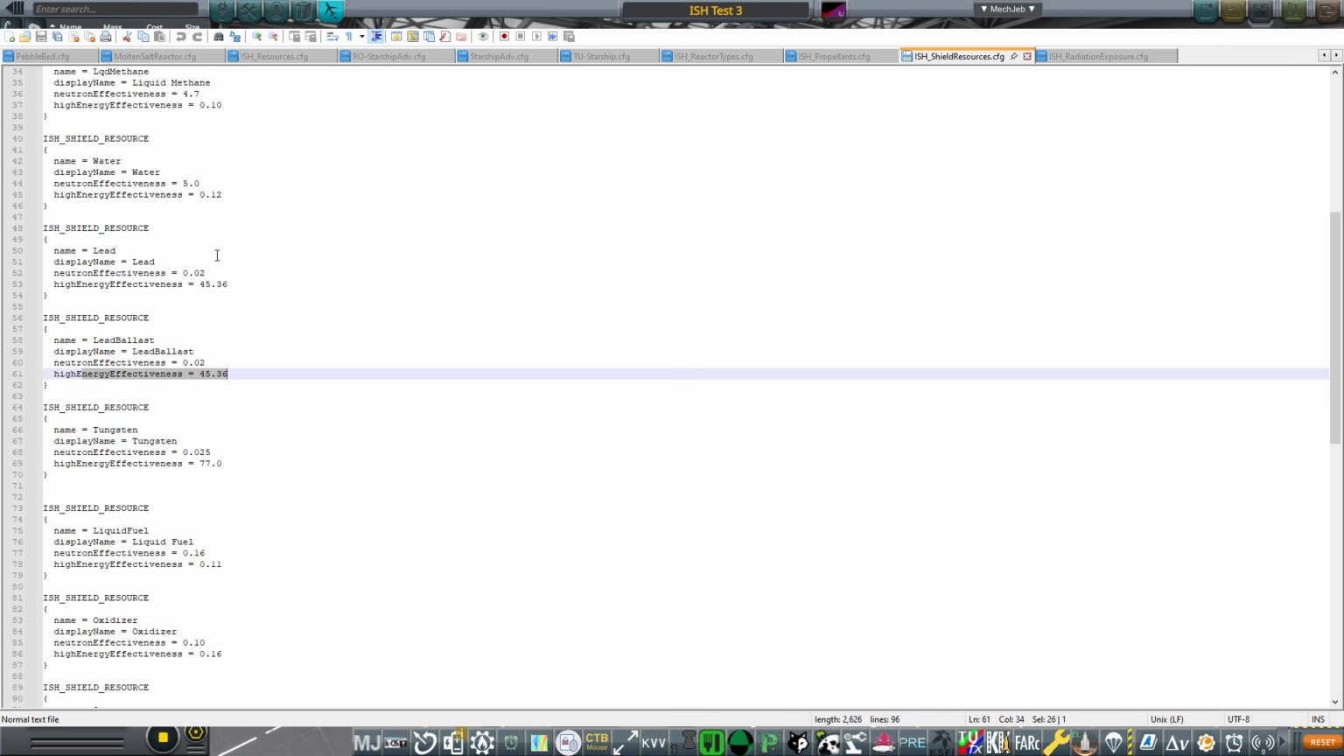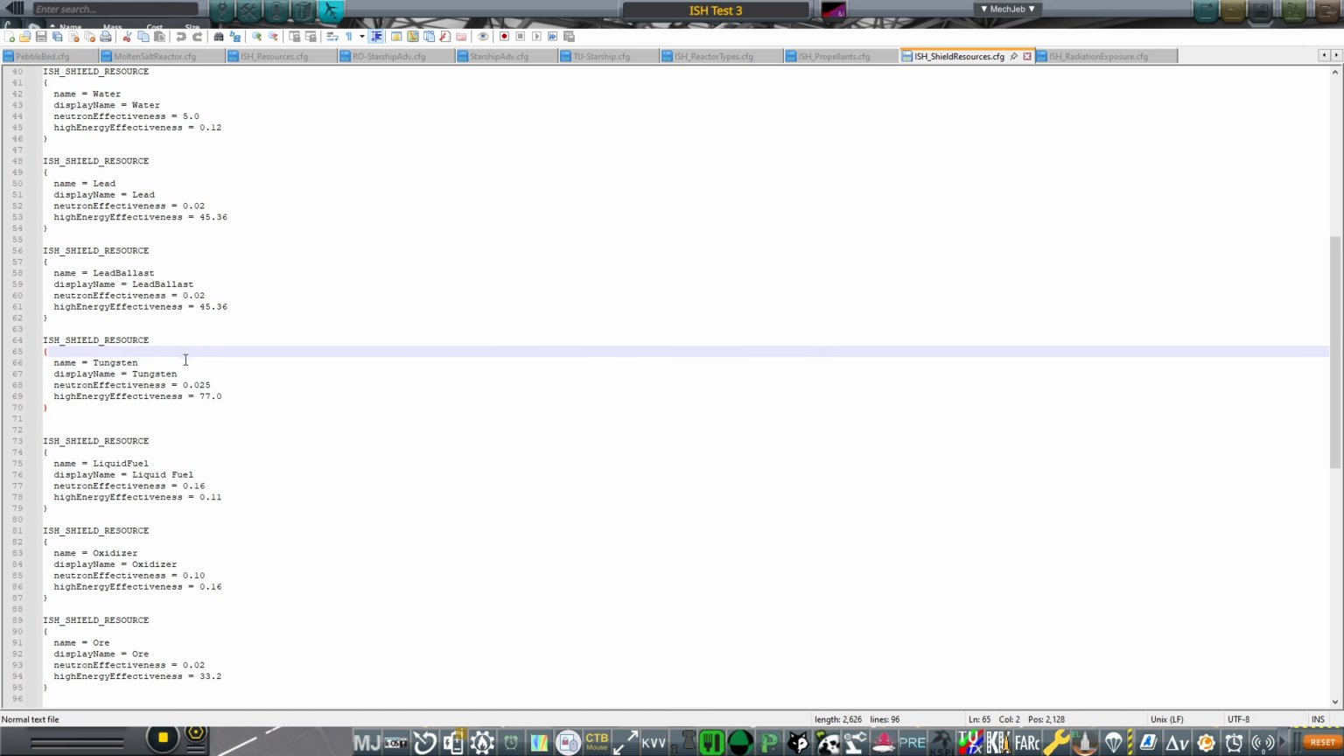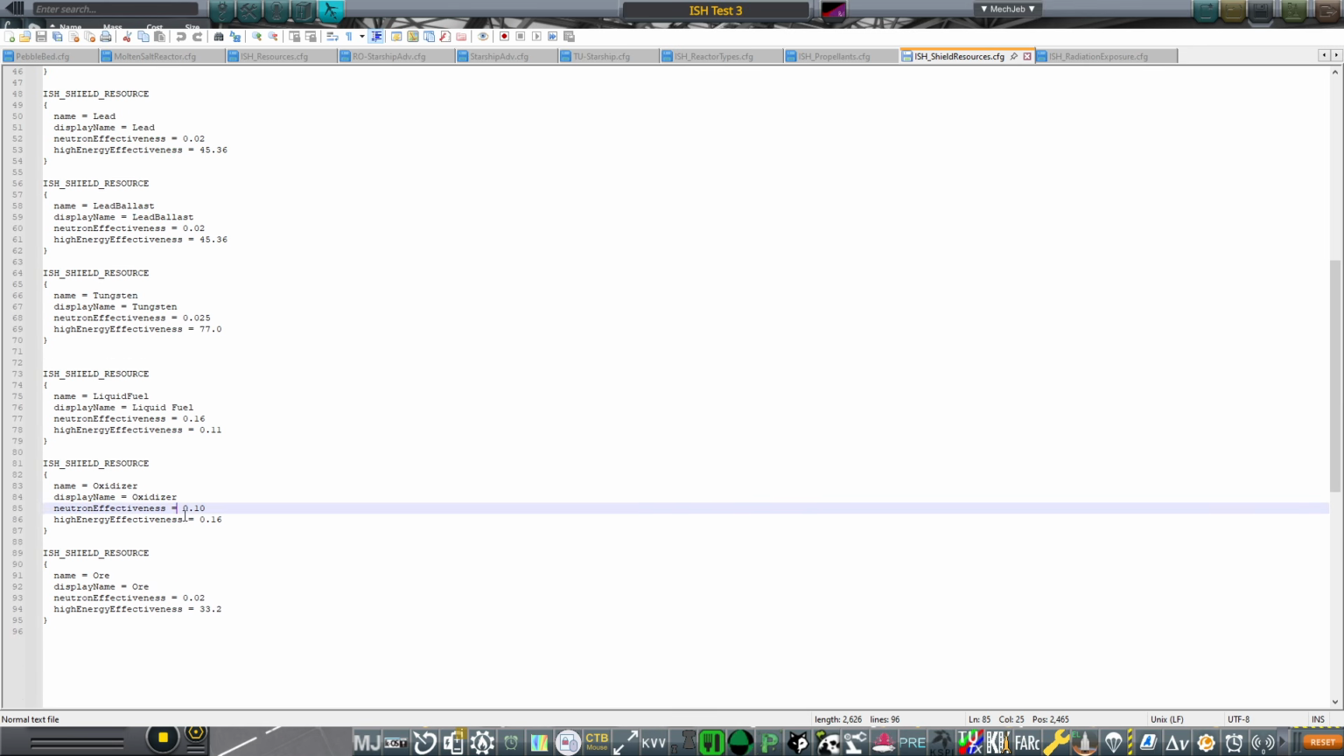Lead ballast the same as lead. They are separately available in community resource pack. Tungsten is also a community resource pack thing, and it's actually more effective than lead, but I don't think any of the real fuels tanks or procedural tanks can take tungsten, but otherwise it'd be good. I also have the stock resources here just in case, and in that case the ore is doubling as iron, and iron would be pretty good.